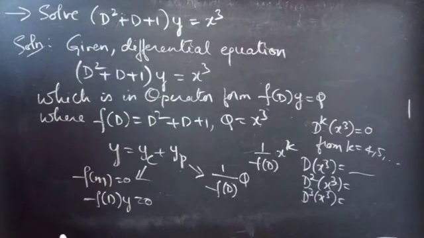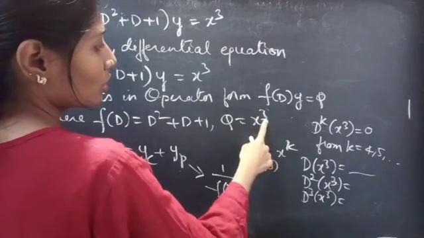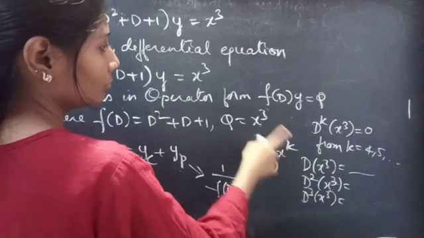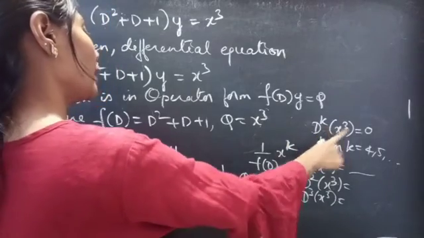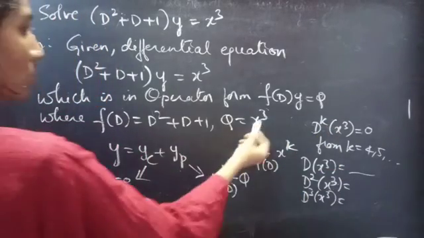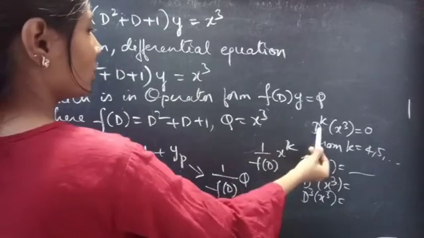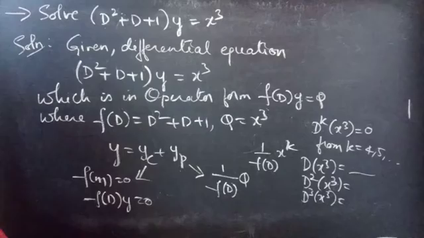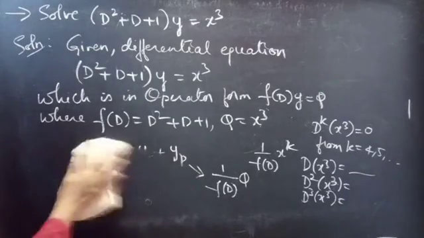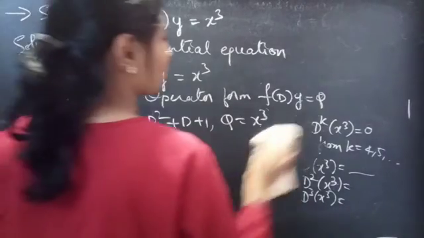Okay, we'll see it later. You'll get derivatives till k equals to 3 for D power k x cube. Just compare x cube with x power k, then till k equals to 3 you'll get derivatives of x cube. Fine. Now firstly let's find the complementary function using the auxiliary equation.